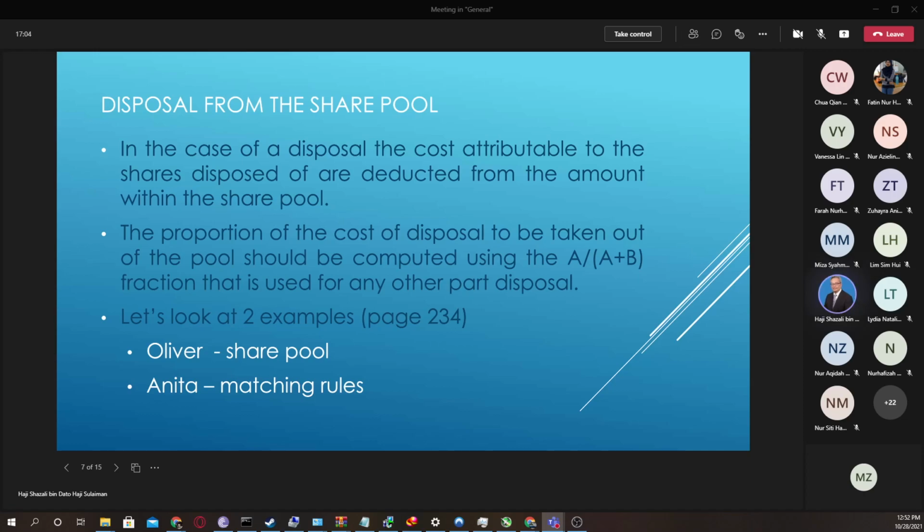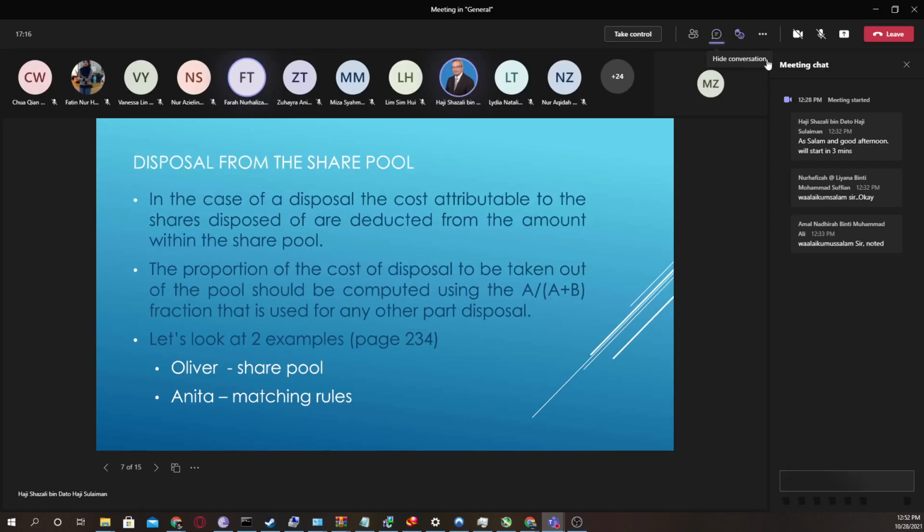Never heard of what a bonus share is or a rights issue is? I've learned that before, but cannot remember. Yeah, cannot remember clearly.